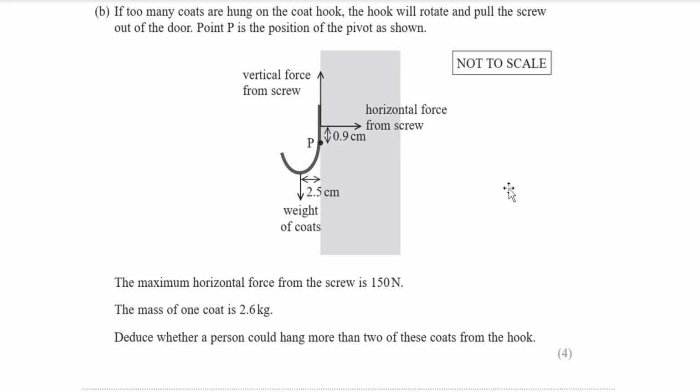Now, question number B. If too many coats are hung on the hook, the hook will rotate and pull the screw out of the door. Point P is the position of the pivot as shown. The maximum horizontal force of the screw is 150 Newton and the mass of the coat is 2.6 kg. Deduce whether the person could hang more than two of these coats from the hook.